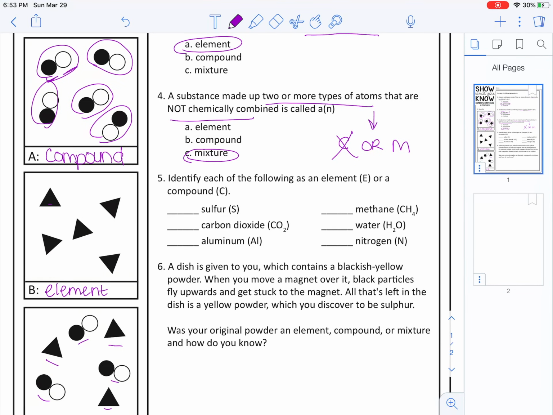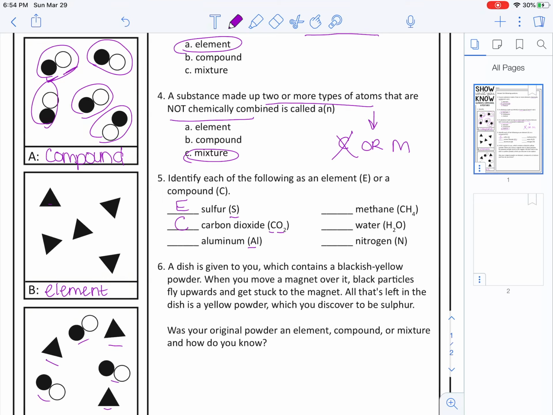Identify each of the following as an element or a compound. This is just like your card sorts that you did. So sulfur has one capital letter, which makes it an element. Carbon dioxide, I see C and O, two capital letters. Since I have two, that's a compound.